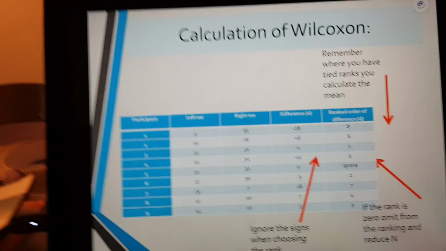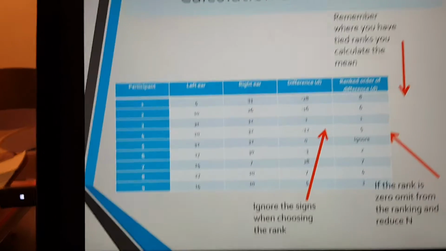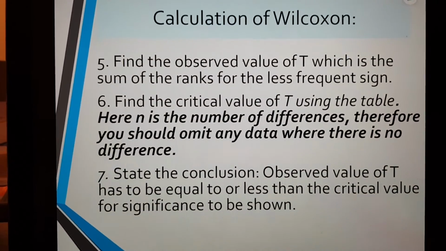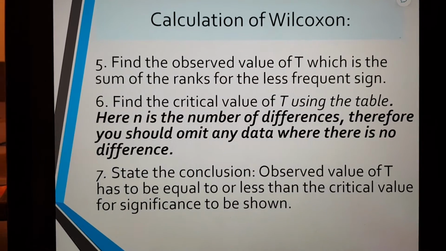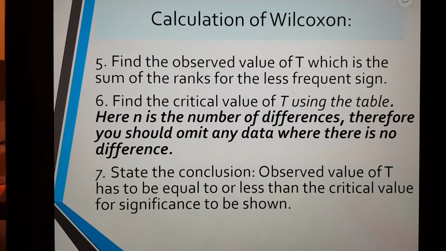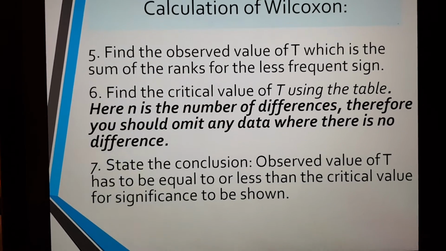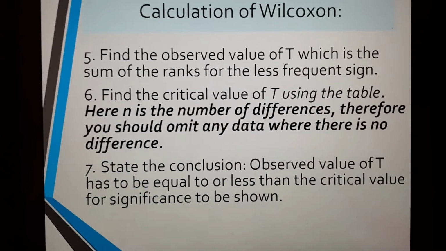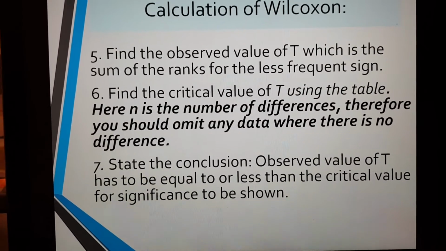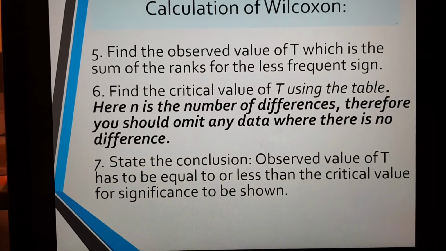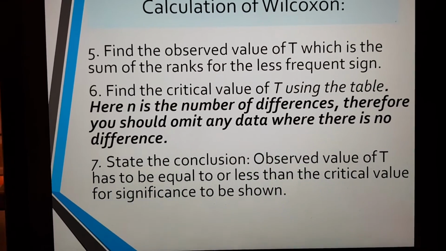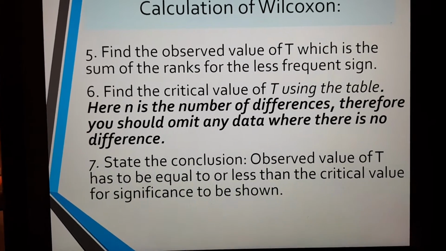So that's step 5: find the observed value of T, which is the sum of the ranks for the less frequent sign. After you've got your calculated value, you go to your critical values table, which they'll give you if they want you to do anything with it in the exam. Remember you need N, which is your number of scores, omitting any data where there is no difference, and finally state the conclusion.